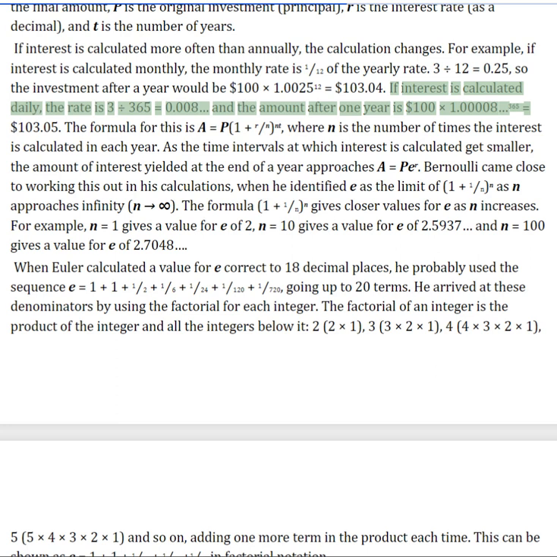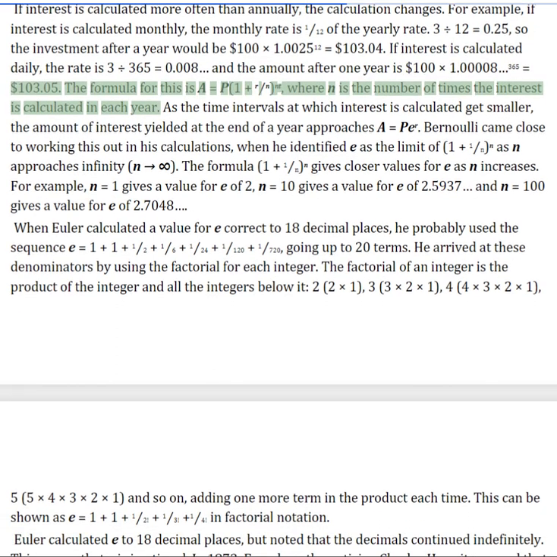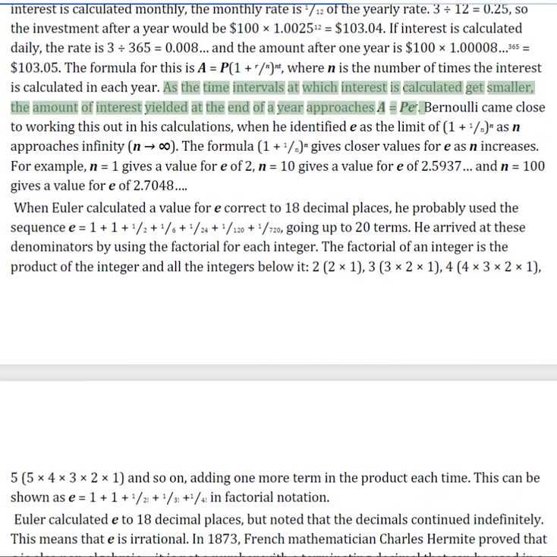If interest is calculated daily, the rate is 3 divided by 365, which is equal to 0.008. And the amount after 1 year is $100 × 1.00008^365 equals $103.05. The formula for this is A equals P(1 + R/N)^NT, where N is the number of times the interest is calculated in each year. As the time intervals at which interest is calculated get smaller, the amount of interest yielded at the end of a year approaches A equals Pe^R.